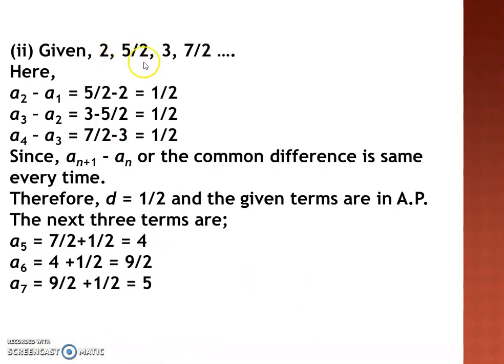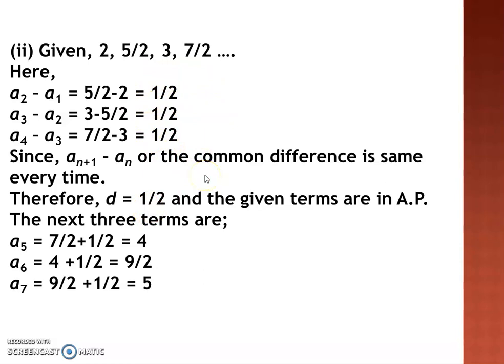Second part is 2, 5 by 2, 3, 7 by 2. Now here A2 minus A1 will be 5 by 2 minus 2, 1 by 2. Then 3 minus 5 by 2, again 1 by 2. Then 7 by 2 minus 3, again 1 by 2. So here the common difference which I am getting is D is 1 by 2. So this is in AP as you have the same common difference between the terms.